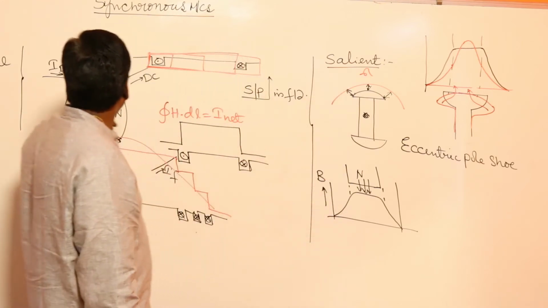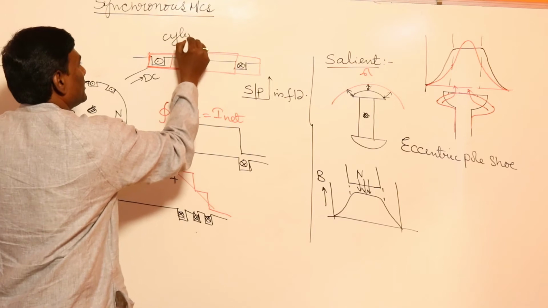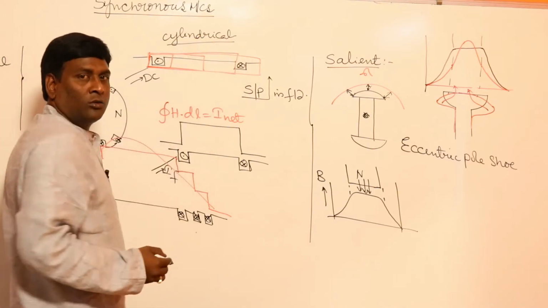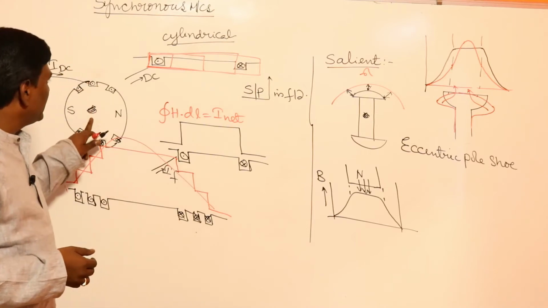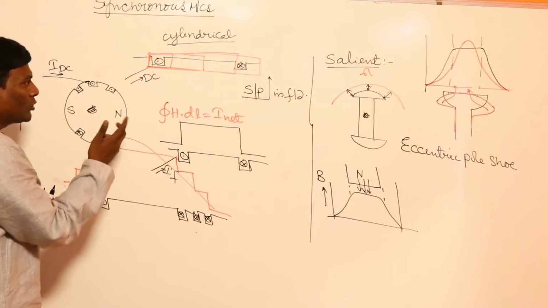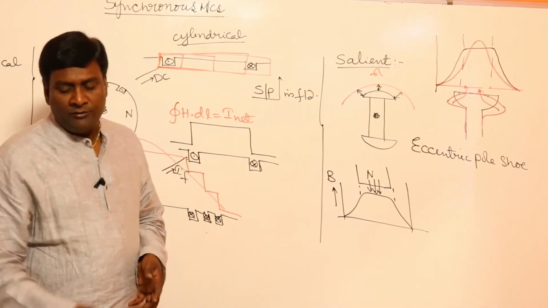And in the case of a cylindrical rotor, by increasing the number of slots per pole, we are going to increase the sinusoidalness of the field flux.